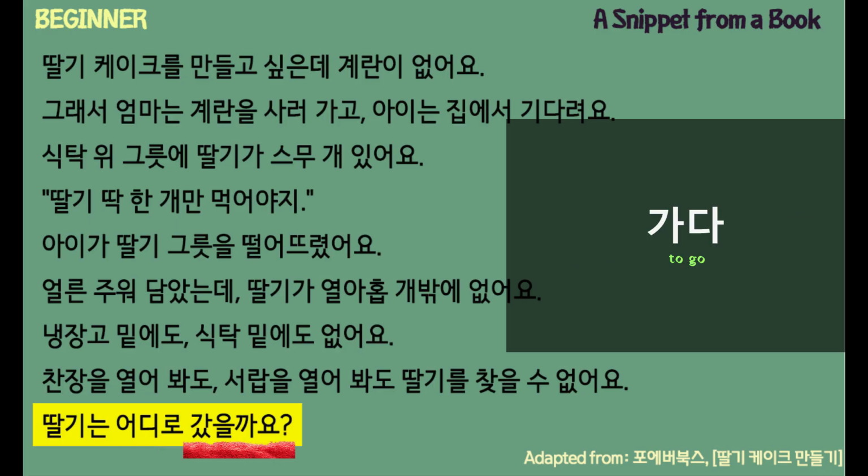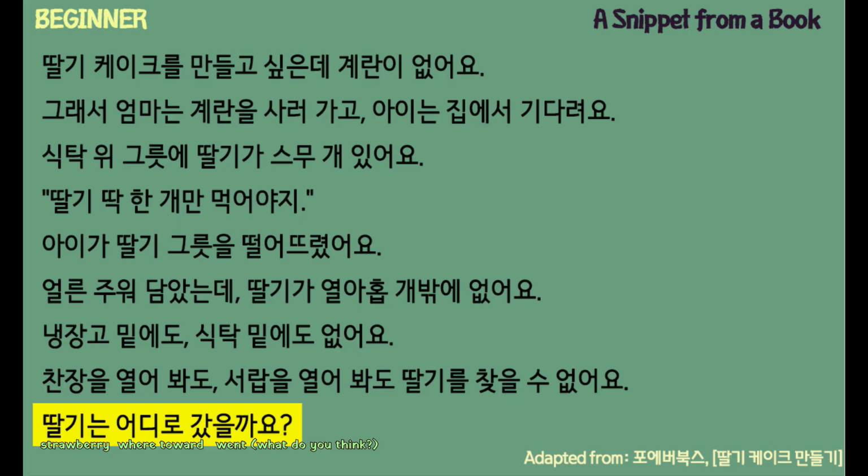The verb 갔을까요 comes from 가다, to go. The ending 을까요 is used here to ask for the listener's thoughts because the speaker is curious about something. In this context, it translates to what do you think about this? So, 어디로 갔을까요 translates perfectly to where do you think the strawberry went?